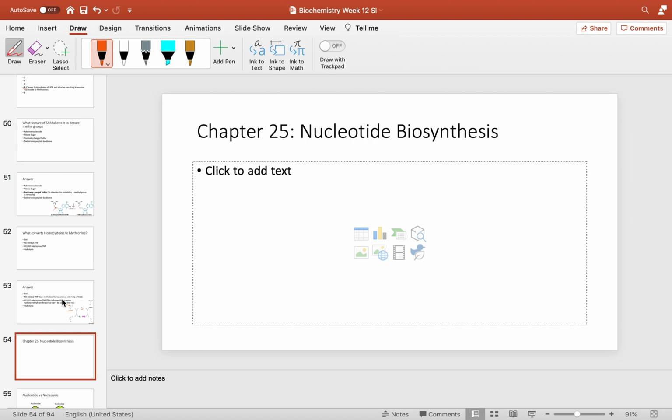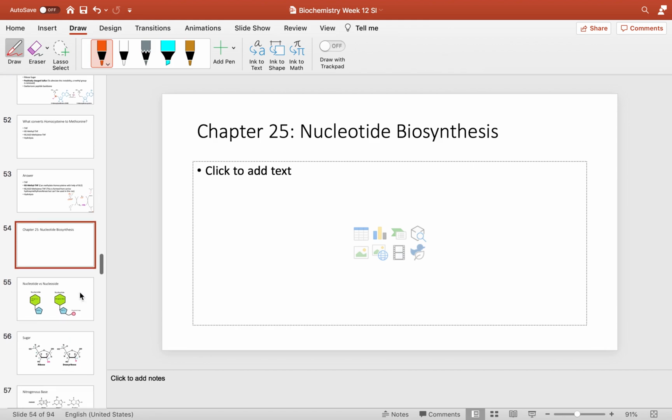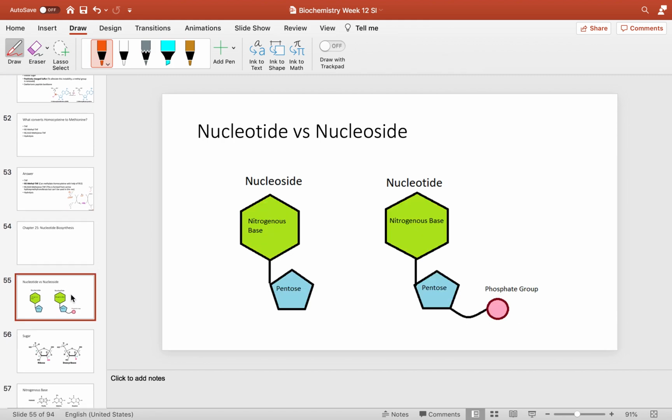Okay, so I can't ask you guys if you have questions, so I'll move on to the next thing, which is Chapter 25, Nucleotide Biosynthesis. Before we get into it, I realize a lot of people struggle with the nomenclature and really the structures underlying this chapter, so I want to make sure we have the foundation done well.